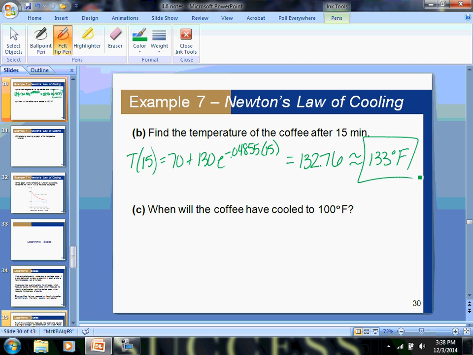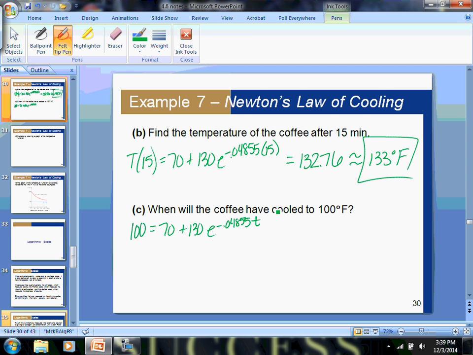Okay, and then part C, when will the coffee have cooled to 100 degrees? So now we're finding the time. So now we're going backwards from what we just did in part B. So I'm going to put the 100 in for my T of t. I still have the 70, I still have the 130, and the negative 0.04855, but now I'm going to be solving for t.